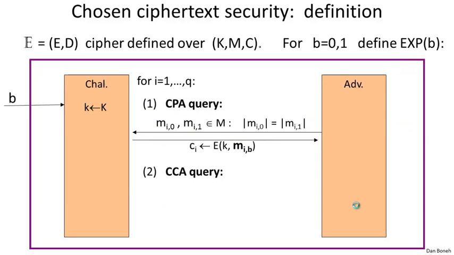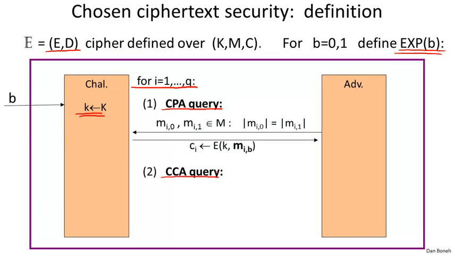Let's define the chosen ciphertext security model more precisely. As usual, we have a cipher (E, D), and we're going to define two experiments, experiment 0 and experiment 1. This should look somewhat familiar by now. The challenger is going to start off by choosing a random key, and now the adversary is going to submit queries to this challenger. Every query can be one of two types. It can be a chosen plaintext query, or it can be a chosen ciphertext query.